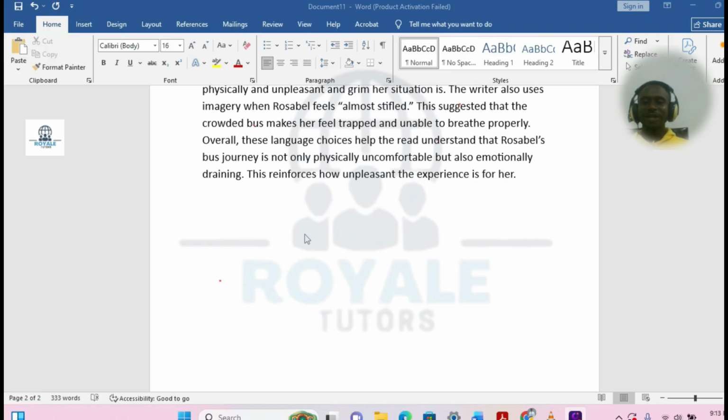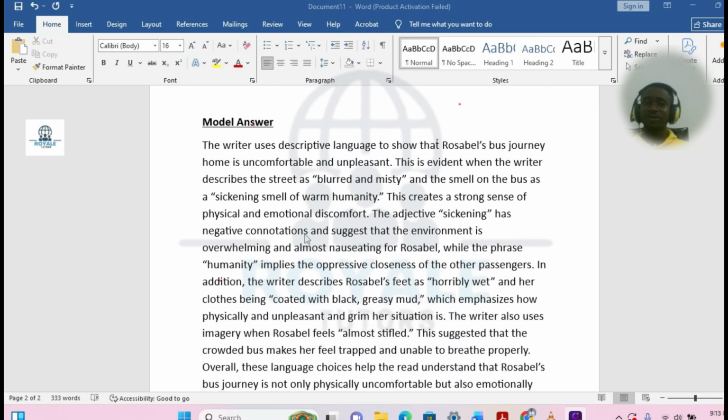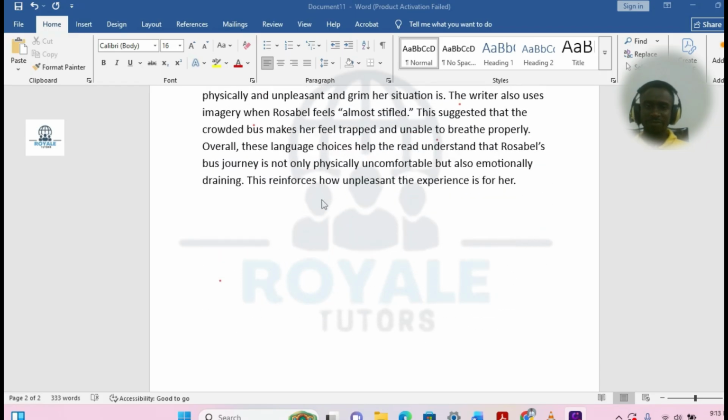Good. Now we've been able to do one paragraph together. Don't forget that I am very intentional about helping you build strong body paragraphs to respond to GCSE questions. This is why we're doing this step by step.